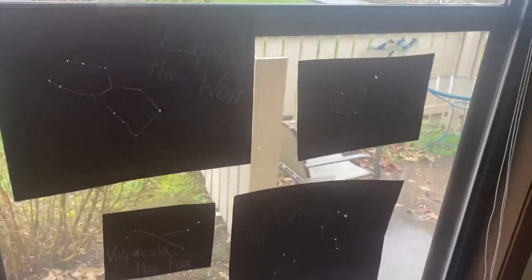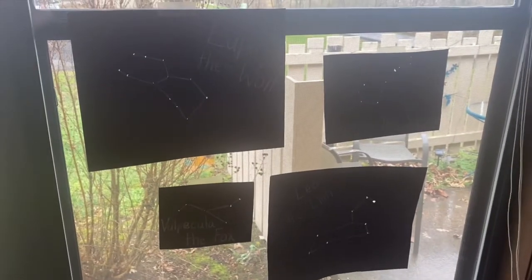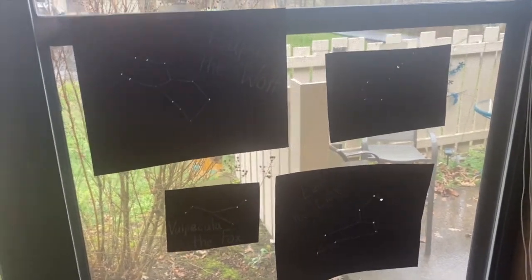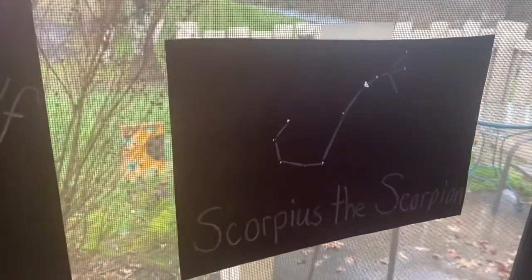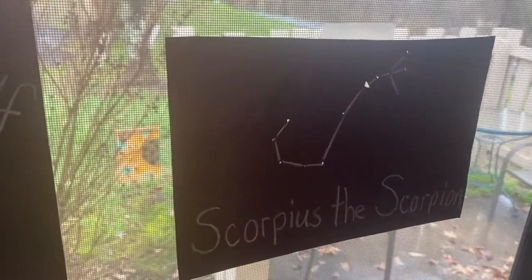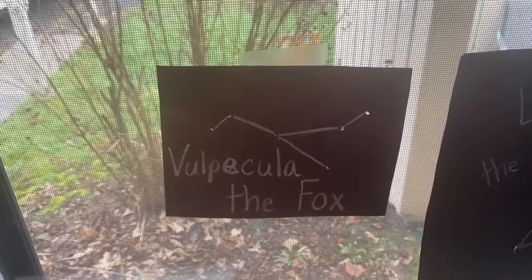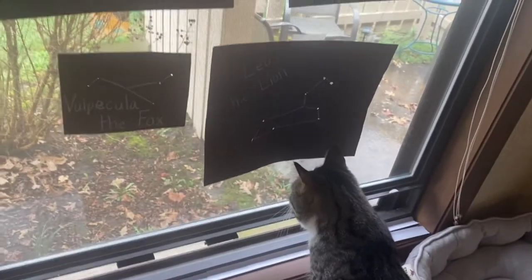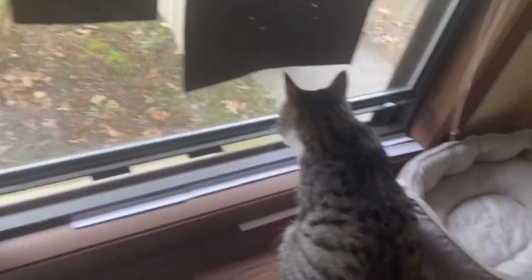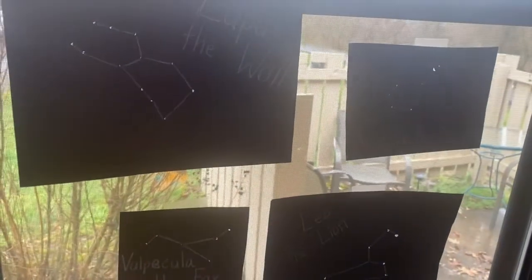Okay guys, here are my window constellations. So I decided to try them on different sizes of paper. So maybe you only have 1 sheet of black construction paper, but you can cut it into halves like this one, or quarters like this one, fourths, and you can make more than one. It wouldn't be a science video without an appearance by Dexter.